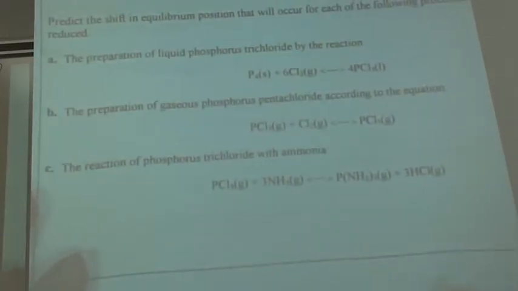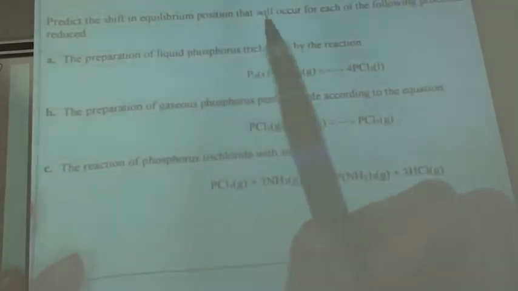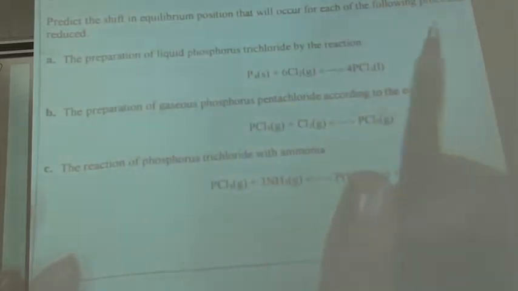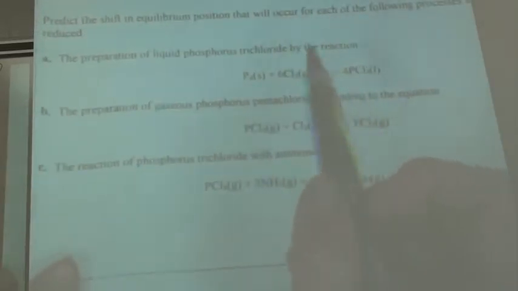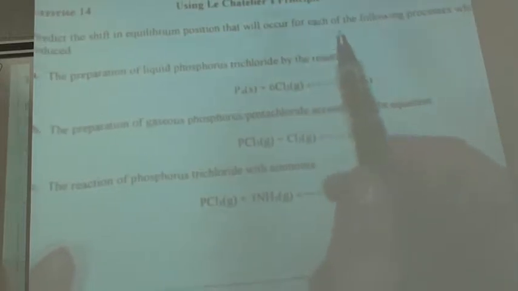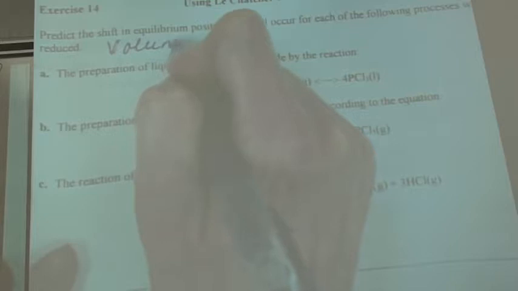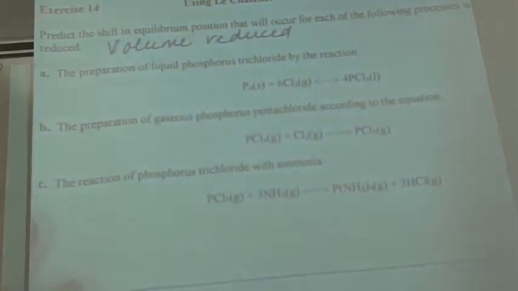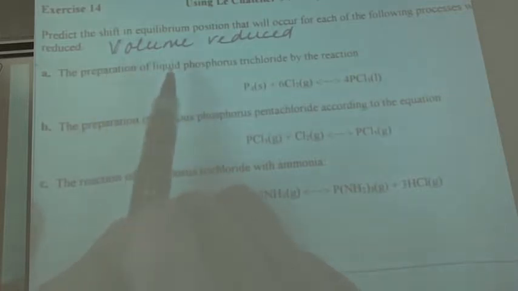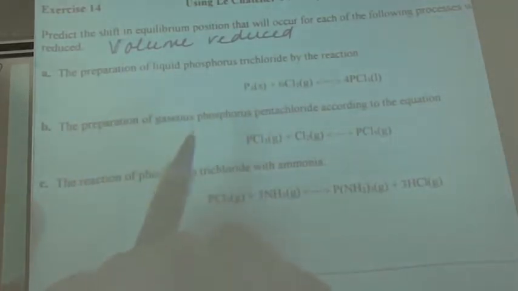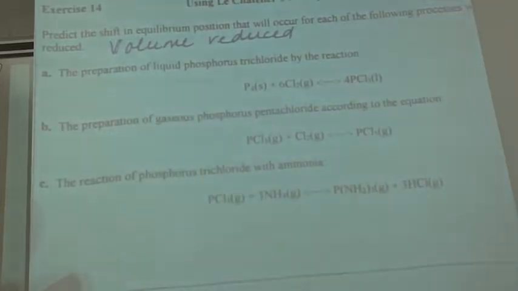Okay. Predict the shift in the equilibrium position that will occur for each of the following processes when volume is reduced. Volume is reduced. Remember, when volume is reduced, pressure is increased. All right. The preparation of liquid phosphorus trichloride by the reaction. So volume is reduced.